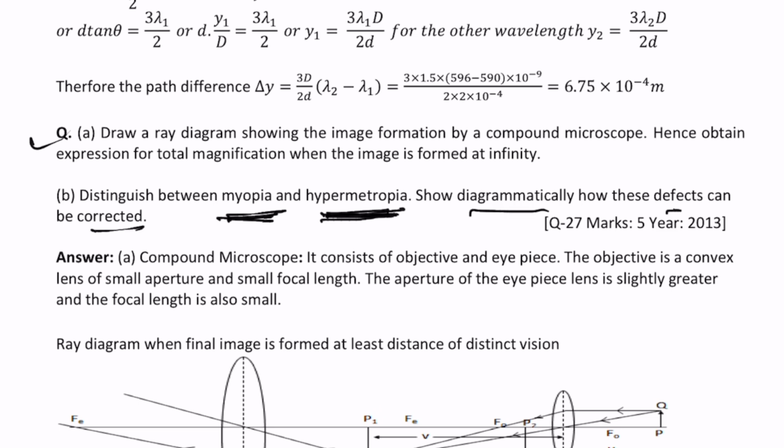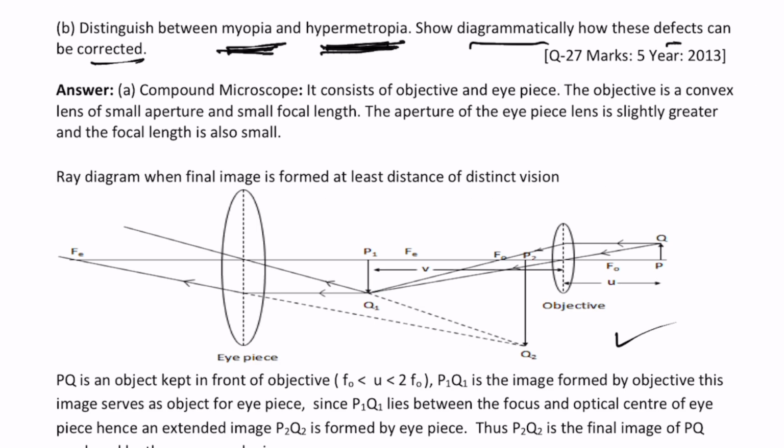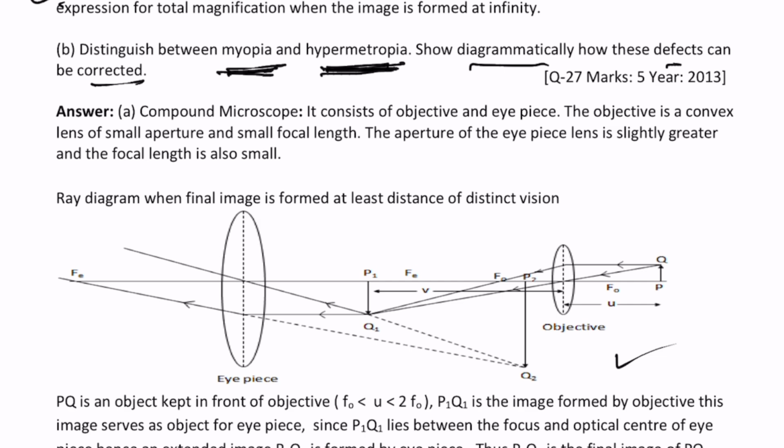Now, how can these defects be corrected? The first part, compound microscope, was already explained, so nothing special on this. It's a repeat question. For defects of vision, there is a separate video where I have explained each. I'll upload it, and you can check the reason. But here, for the sake of writing the answer, I'll explain it again. Just take the screenshot if you require.